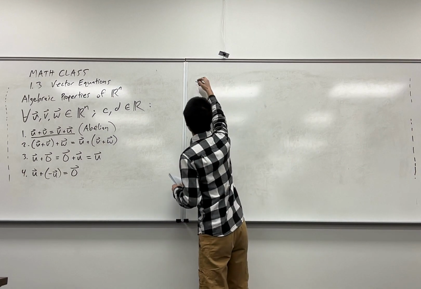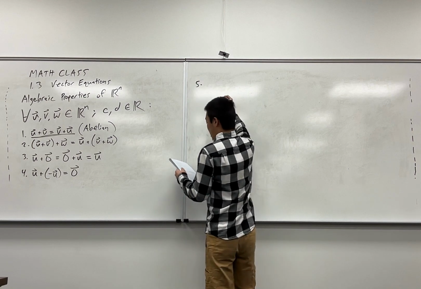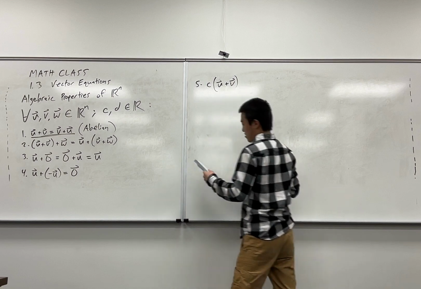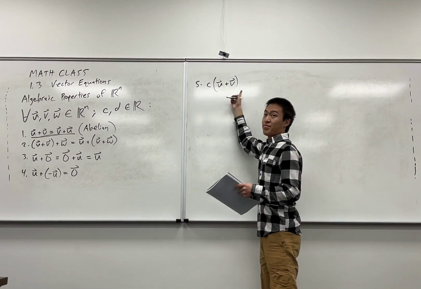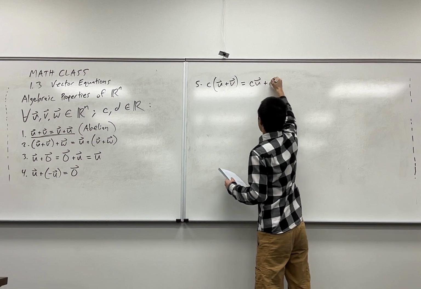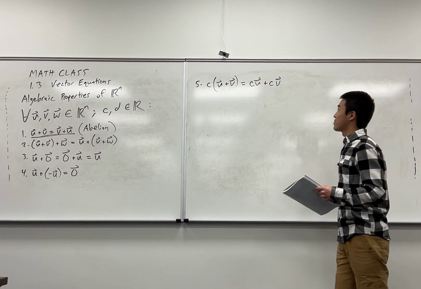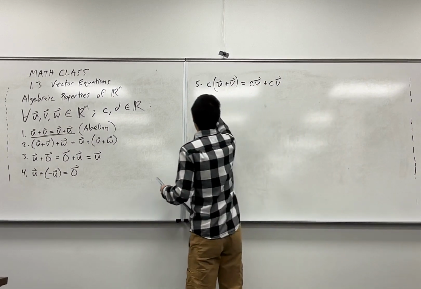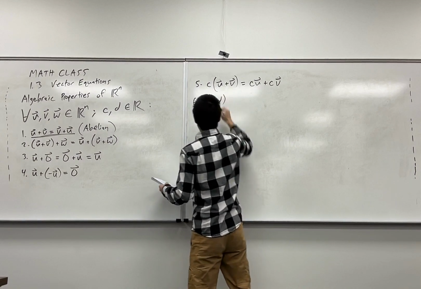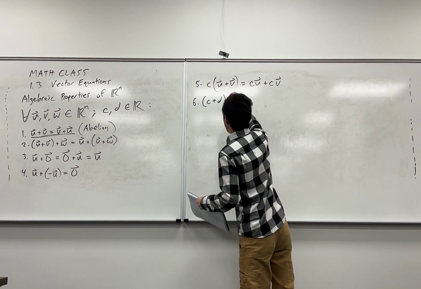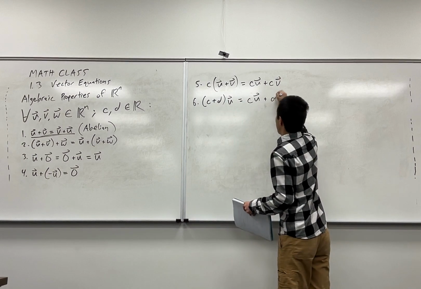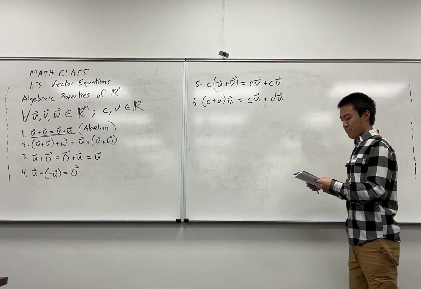So property 5 is going to be that we can distribute in this way. I can take 2 vectors that are added together and distribute through my scalar multiplication. So this is going to be cu plus cv. I can also distribute through scalars. So if I add 2 scalars like this, and then have a vector multiplied, then I can do the scalar multiplication like this as well.